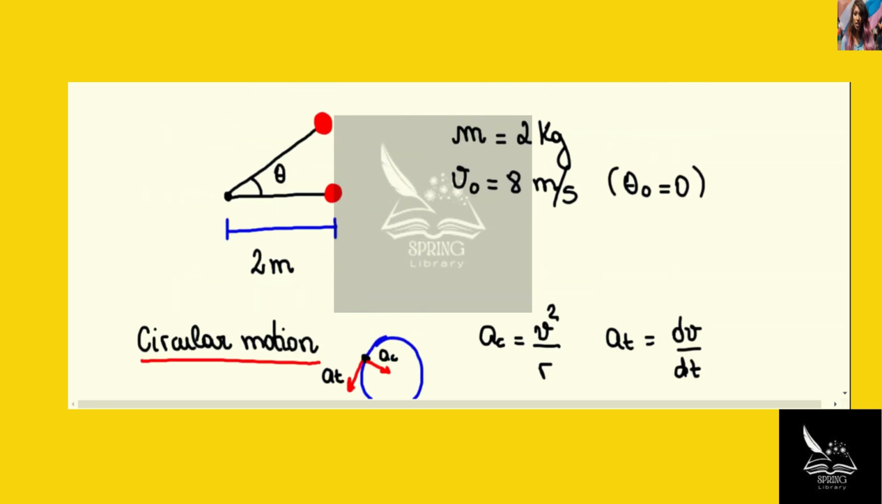So what we have in the exercise is a pendulum bob that has a mass of 2 kilograms and is attached to a string, and the bob has an initial velocity of 8 meters per second when theta is equal to 0. Our goal is to find the tension in the string when theta is equal to 0, and also when theta is equal to 30 degrees.